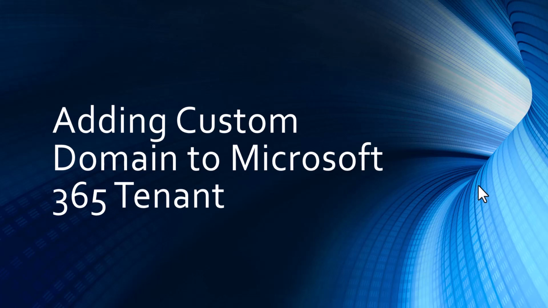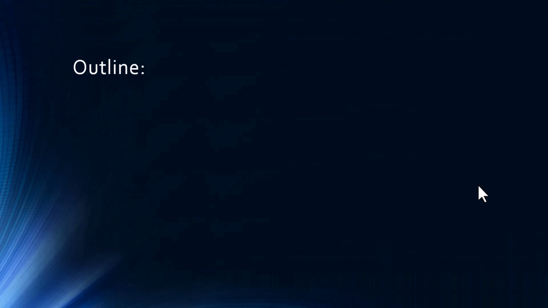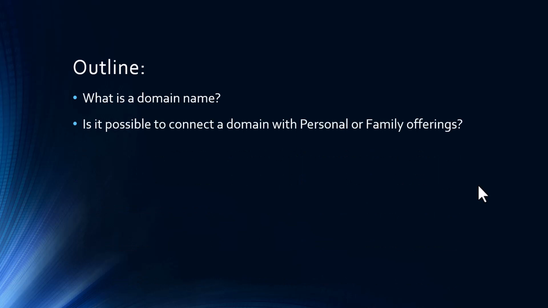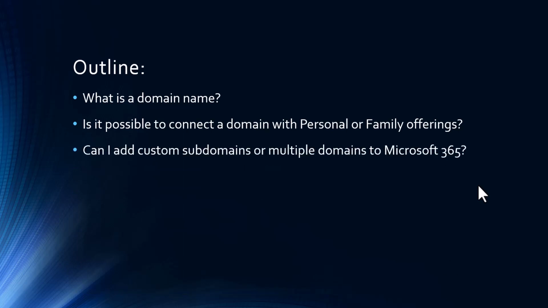My name is Emmanuel Itoje and today I'll be walking us through how to add a custom domain to a Microsoft 365 tenant. So what are we going to look at today? The outline is as follows. The first thing we're going to look at is what is a domain name. Then, is it possible to connect a domain with a personal or family offering, or just with a business account? Then we'll look at whether I can add custom subdomains or multiple domains to M365. Then, why do I have an onmicrosoft.com domain in the first place? Then we'll jump into the demo. So without wasting time, let's jump in.